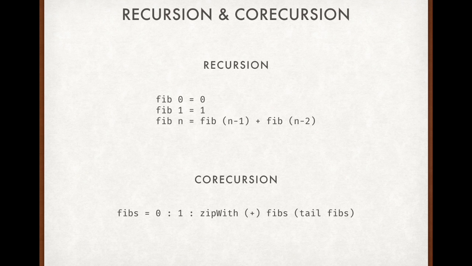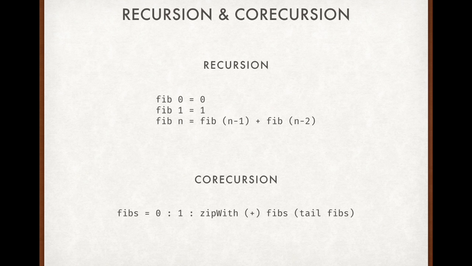So here's an actual example of recursion versus co-recursion of the same function, and this is an interesting exercise to think about. The Fibonacci sequence, you can define it recursively, traditionally, as in using a fold. So recursion sort of maps to folds, and co-recursion is the idea of an unfold.